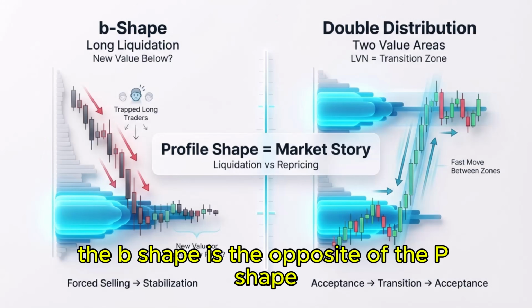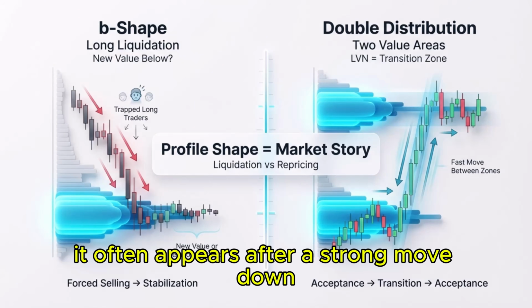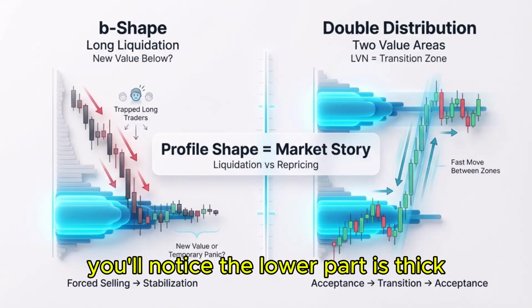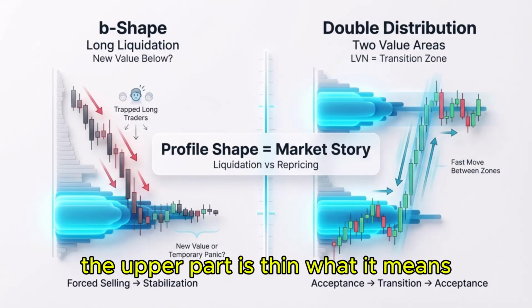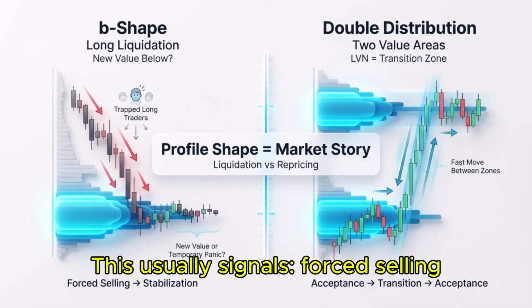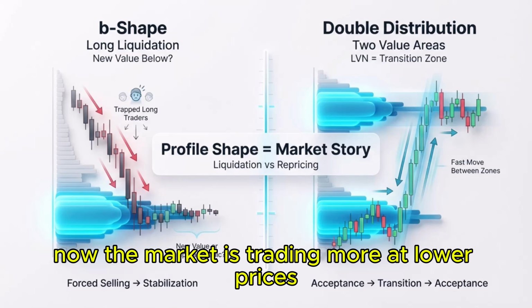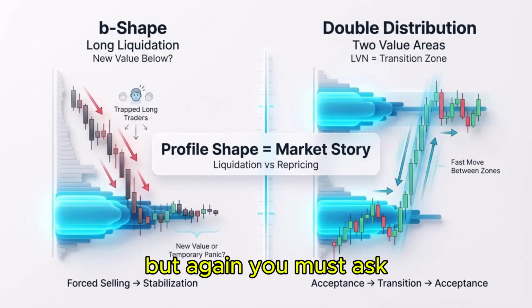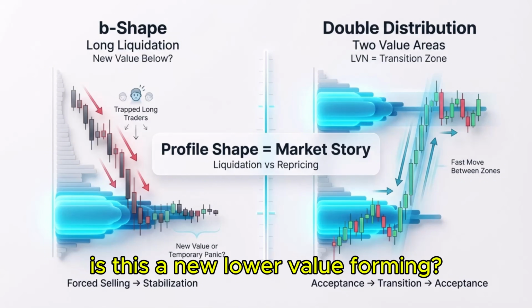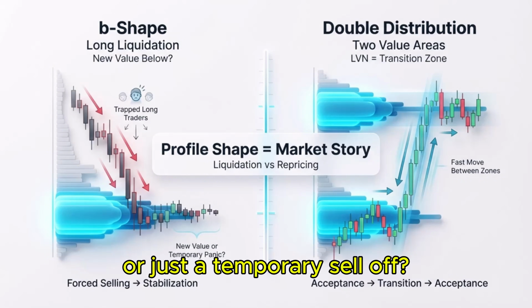6.3 B-shape profile. The B-shape is the opposite of the P-shape. It often appears after a strong move down. You'll notice the lower part is thick and the upper part is thin. What it means: this usually signals forced selling, long liquidation, panic exits. Now the market is trading more at lower prices, but again, you must ask: is this a new lower value forming, or just a temporary sell-off?